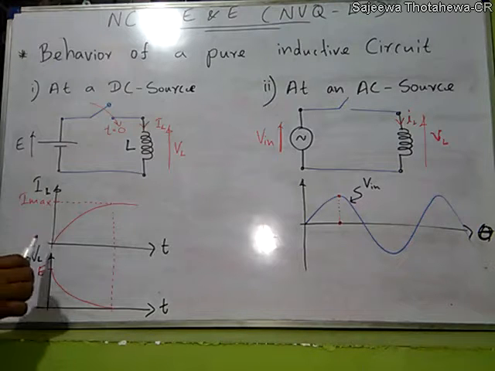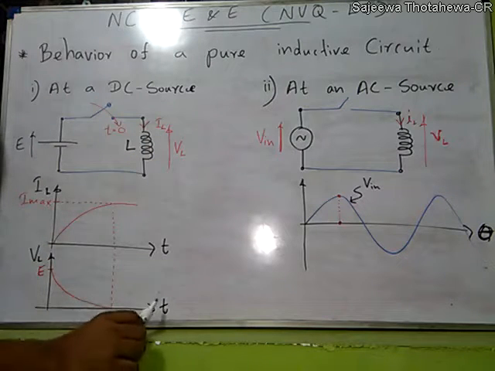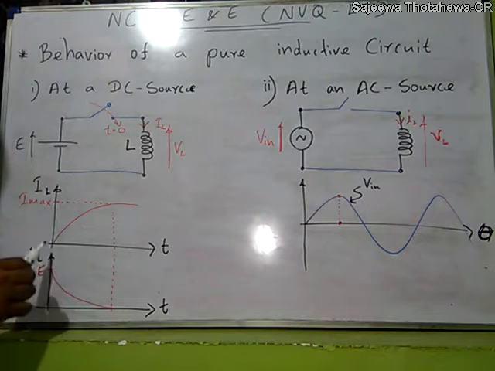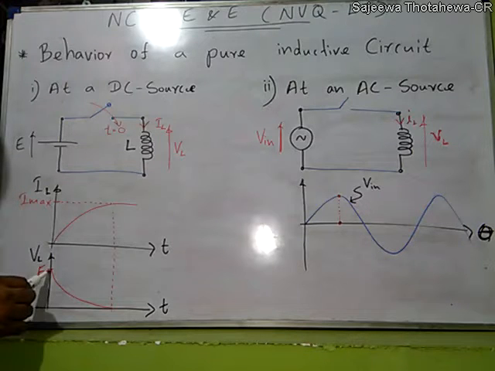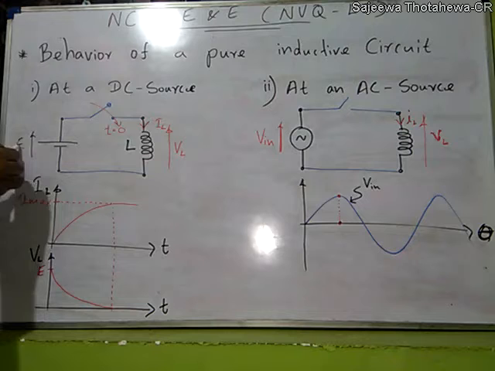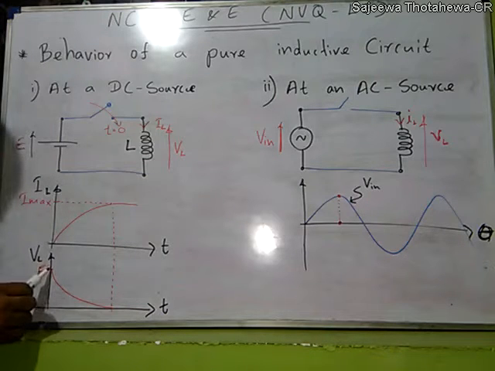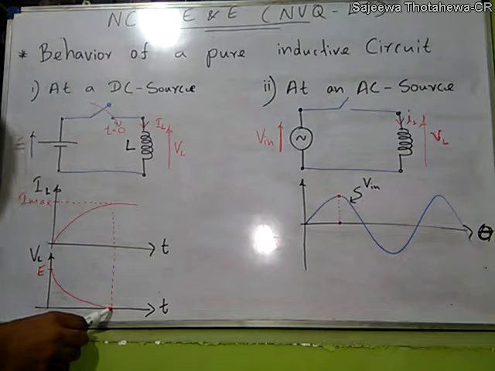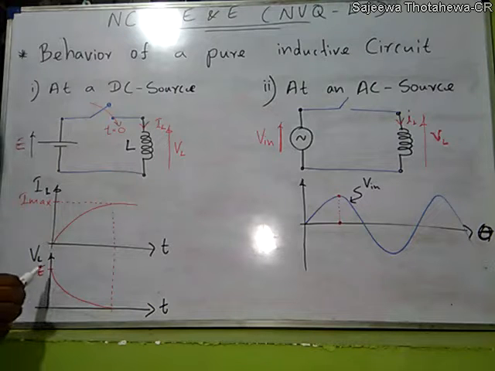If we plot the voltage variation, that means VL across the inductor with respect to the time, you can see this graph here. Initial voltage will be the supply voltage, which is E. Then the voltage is gradually decreasing, and the final voltage of the inductor will be 0. So you can note 2 points here.